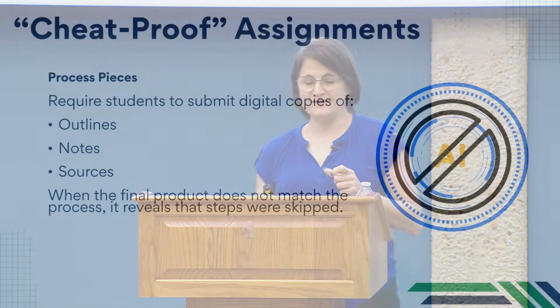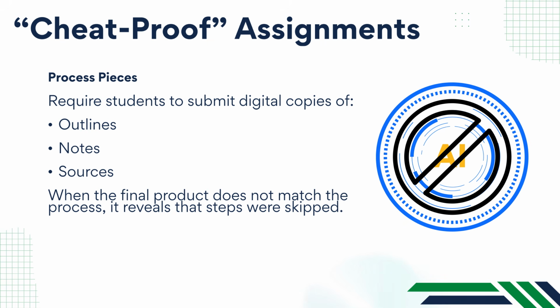First of all, cheat-proof assignments. I have a couple of ideas here that I have honed over the years. Process pieces. I make them do all process pieces on paper because I feel like the process of writing something down is part of learning, that tactile experience. But I don't want to take away their outline because they need their outline to go home and write their paper from. So I have them take pictures or take digital copies of those outlines or their notes so that I have a digital copy.